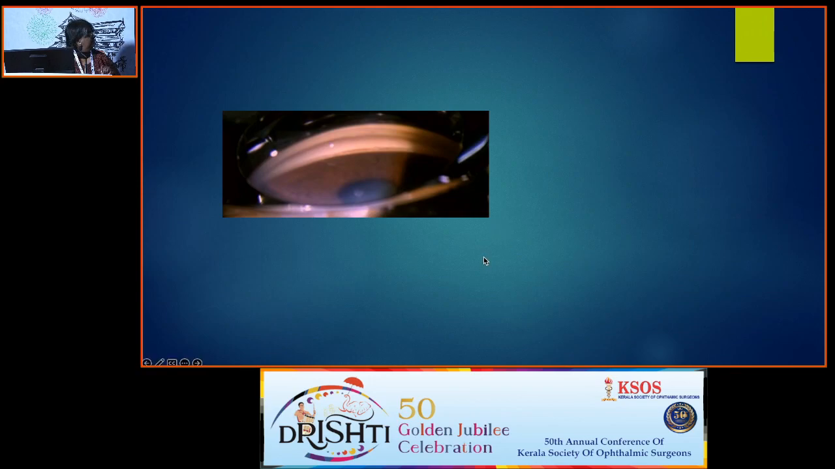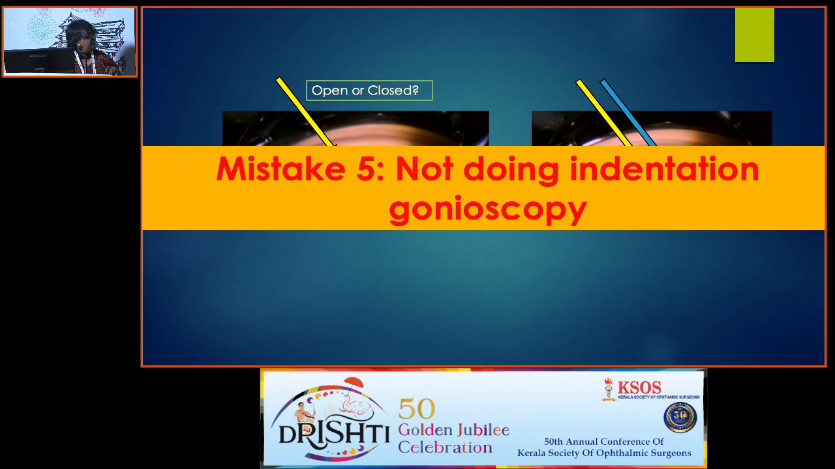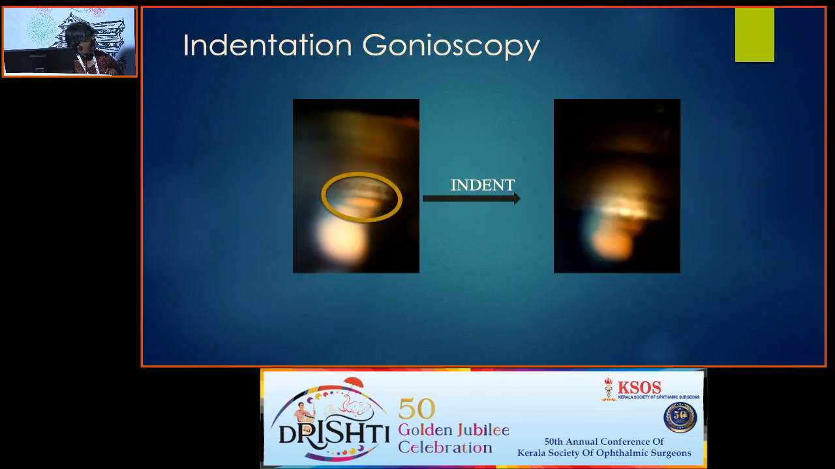So this is the Schwalbe's line, which is pigmented, and that is the trabecular meshwork. Not doing indentation gonioscopy is the next mistake.